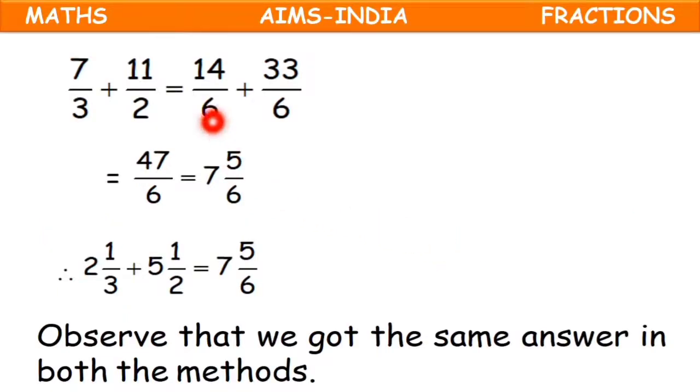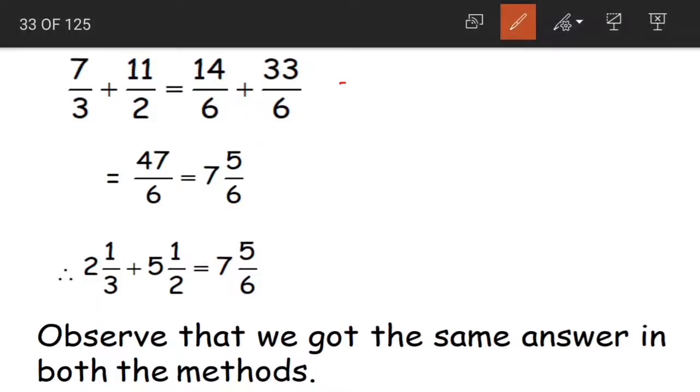Now we can add these like fractions easily as both have the same denominator 6. 14 by 6 plus 33 by 6 becomes, adding the numerators together, 14 plus 33 divided by the common denominator 6. 14 plus 33 is nothing but 47 divided by 6. Yes, children, 47 by 6 is our final answer.